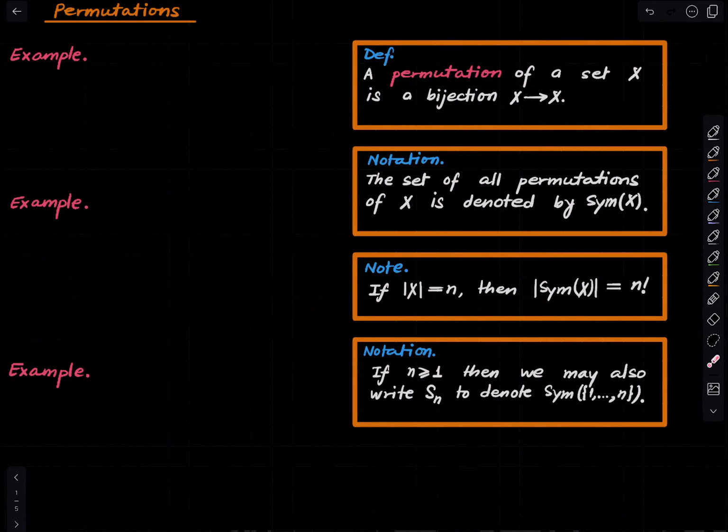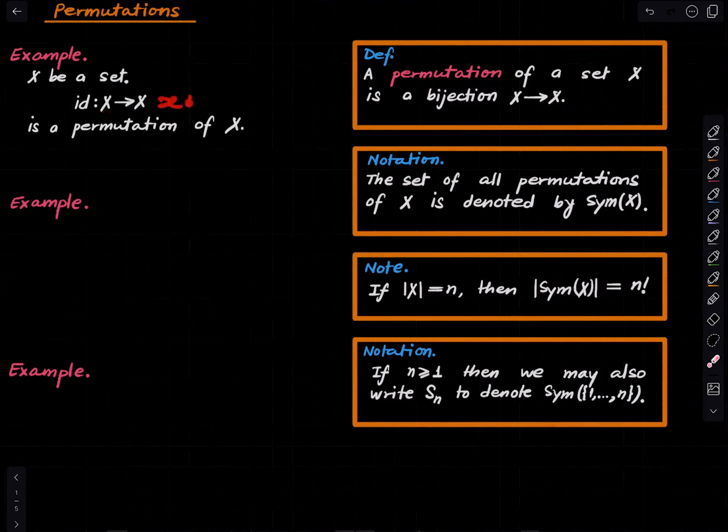So the first example is: fix any set. And when I say a set, I mean a non-empty set, because otherwise you can't do anything. Then the identity map is a permutation. It is the trivial permutation, trivial because it is not doing anything. It is keeping the thing where it was. It sends little x to itself. So the identity map is always there, so every set has a permutation. Not very interesting.